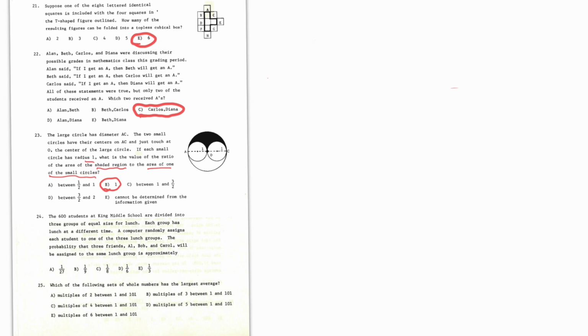Number 24. The 600 students at King Middle School are divided into 3 groups of equal size for lunch. Each group has lunch at a different time. A computer randomly assigns each student to one of the three lunch groups. The probability that three friends, Al, Bob, and Carol, will be assigned to the same lunch group is approximately.